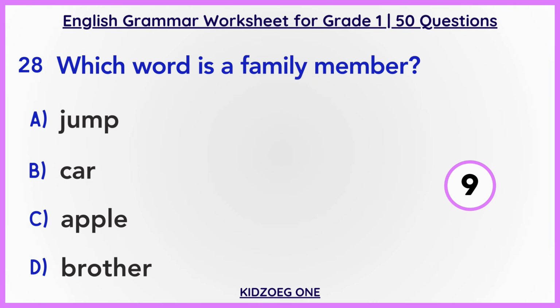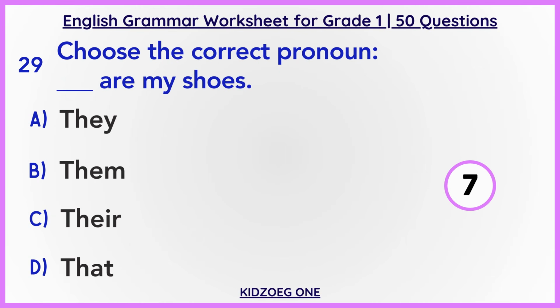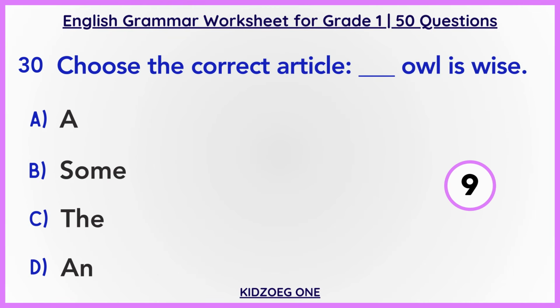Which word is a family member? Brother. Choose the correct pronoun, dash are my shoes. They. Choose the correct article, dash owl is wise. N.